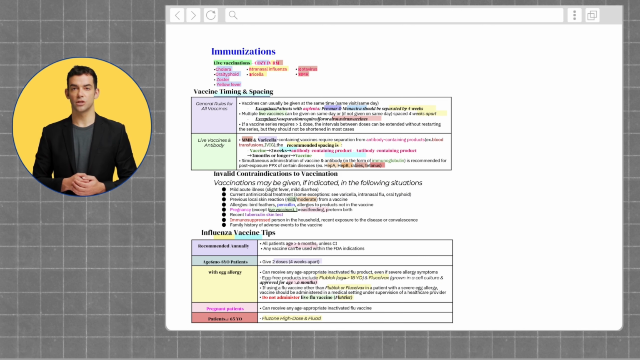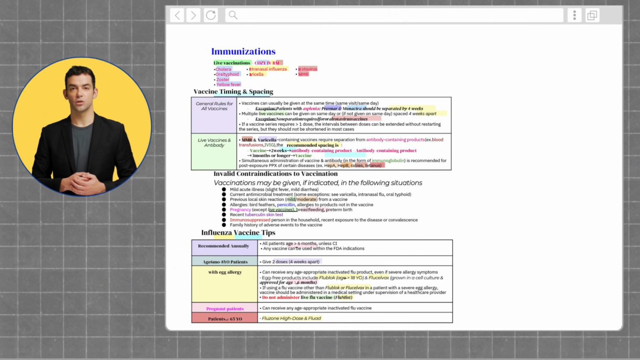Now let's review influenza vaccine tips. All patients above 6 months are recommended to get the influenza vaccine unless they are contraindicated. For patients ages 6 months to 8 years, it's recommended to give 2 doses of the flu vaccine spread out by 4 weeks. Patients with egg allergies can receive any age-appropriate inactivated flu product, even with severe allergy symptoms.